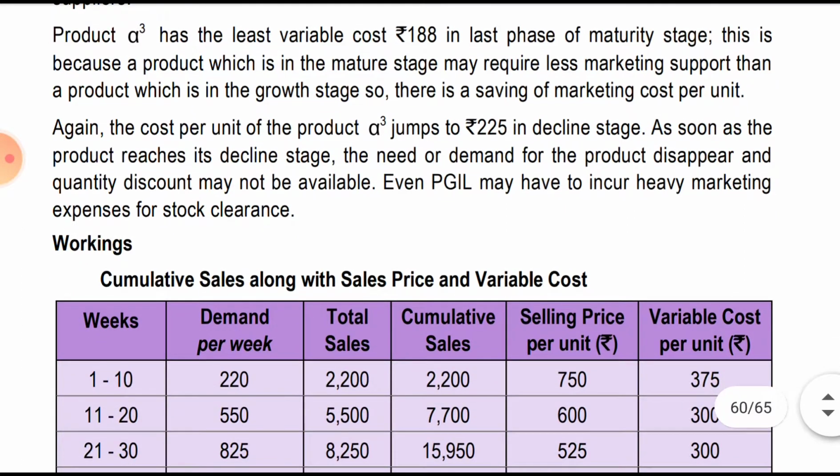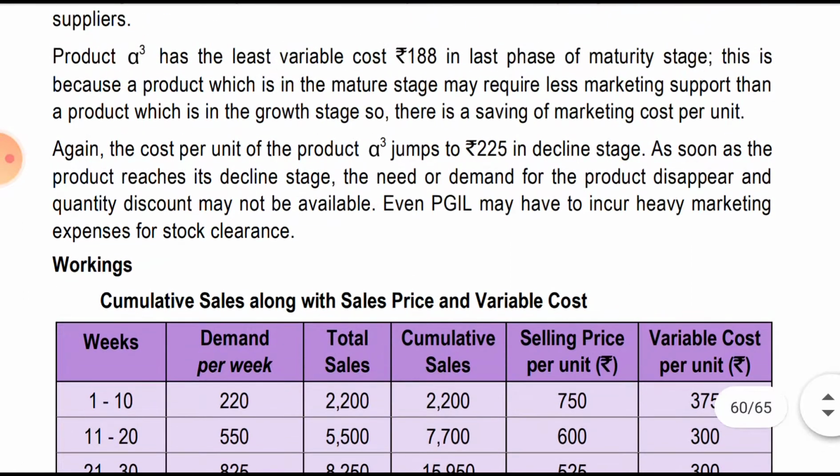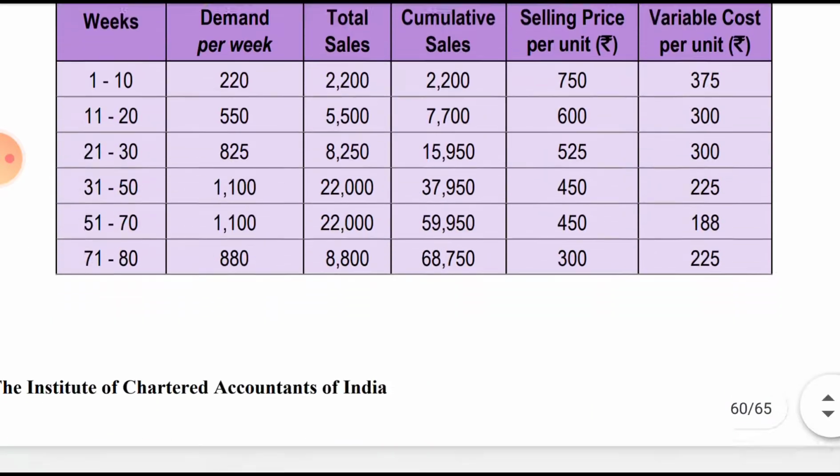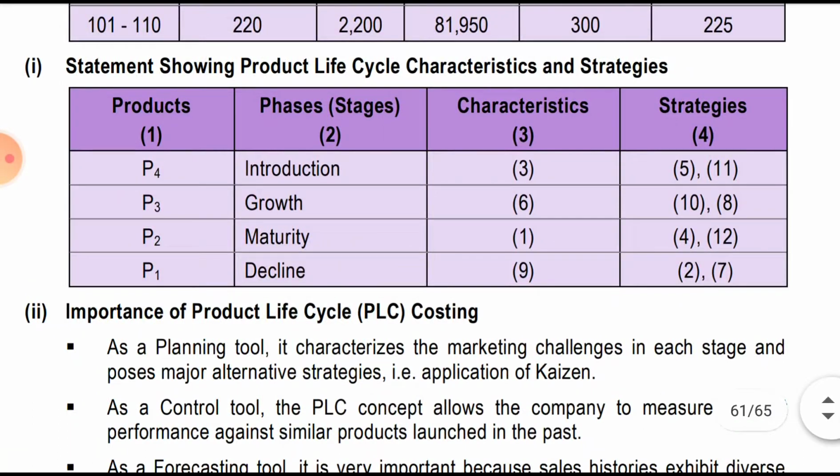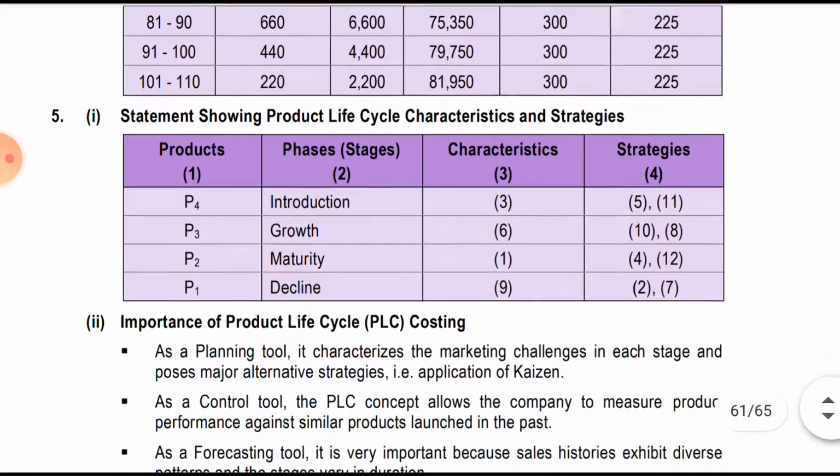Again, the cost of product alpha jumps, so from 188 it jumps to 225 in the declining stage. As soon as the product reaches the declining stage, the demand for the product disappears. For selling the product, the quantity discount may not be available, and it has to incur marketing expenses also. PGIL may even have to incur heavy marketing expenses for stock clearance, thereby increasing the cost, which has been clearly seen: from 188 it has increased to 225. And by this we are done with question number four.